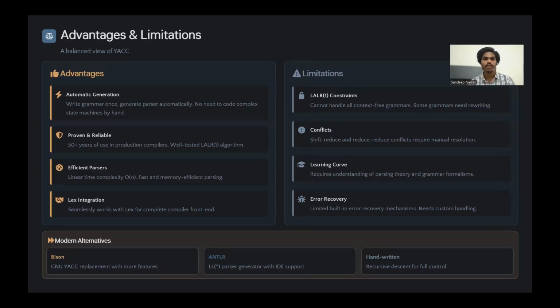And the next one is efficient parsers. It has linear time complexity, big O of n. It is fast and memory efficient parsing. And the next one is Lex integration. That is, it seamlessly works with Lex for a complete compiler front end.